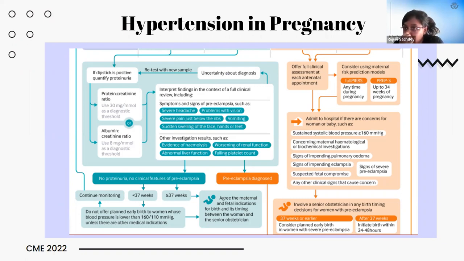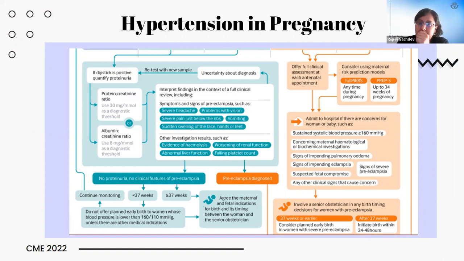If you're not sure about the diagnosis, you retest with a new sample, and you always assess clinically as well. In obstetrics and gynecology, especially, I've noticed your clinical acumen has to be just as good as your lab investigations. So you check for signs and symptoms. You look for severe headache. You look for problems with vision, severe pain below the ribs, vomiting, sudden swelling of the face, hands and feet.